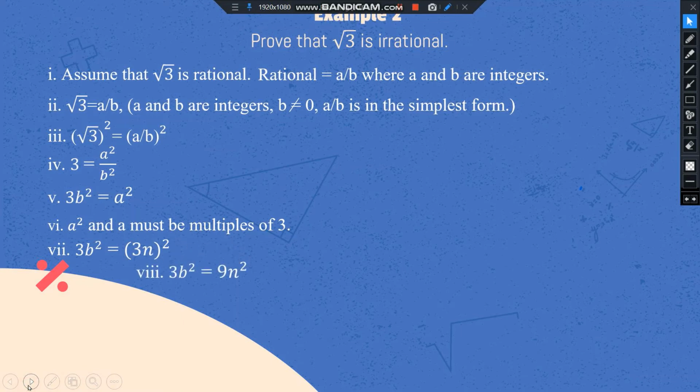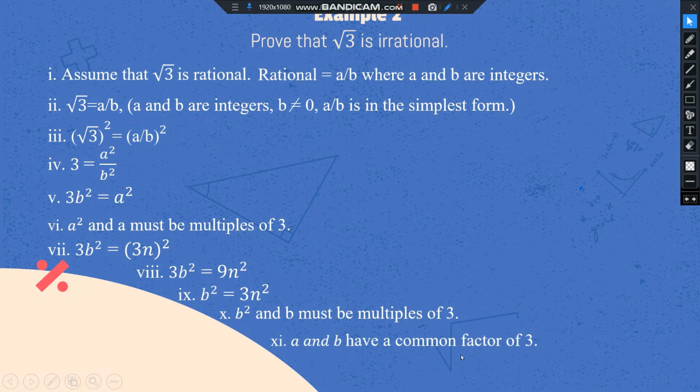So 3b squared equals 9n squared. And if we divide both sides by 3, we get that b squared equals 3n squared. So b squared and b must be multiples of 3, because again we said that a and b are both integers. So a and b have a common factor of 3, because b squared and b must be multiples of 3.